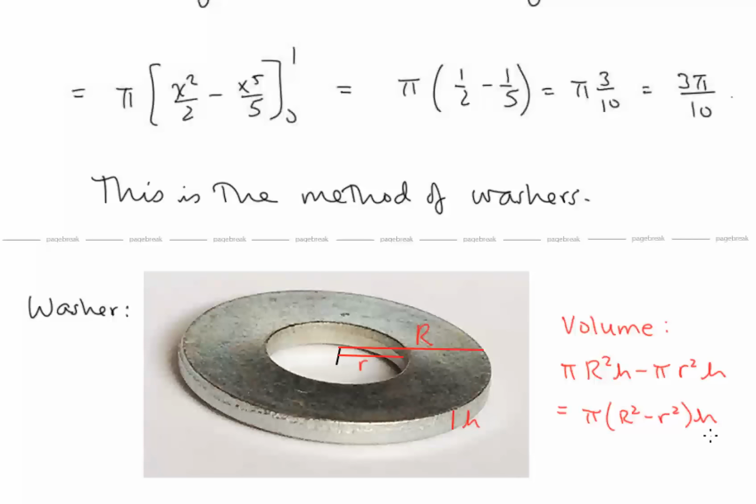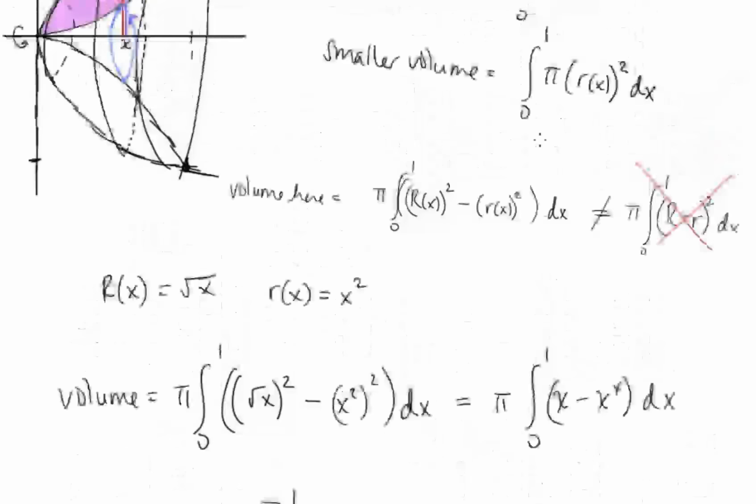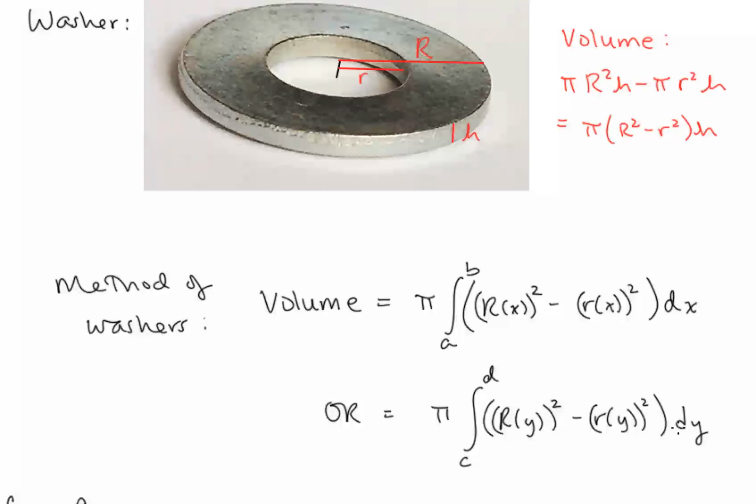And so this is what we're seeing in our integral. Pi times capital R squared minus little r squared, and then the h is the delta x, is the thickness of the washer. Because what we have here is a washer with thickness delta x in approximation, and in the integral that delta x becomes a dx. So our method of washers looks like this. And certainly we could have this in the y direction as well, so we would have pi times the integral from c to d, capital R of y squared minus little r of y squared dy.